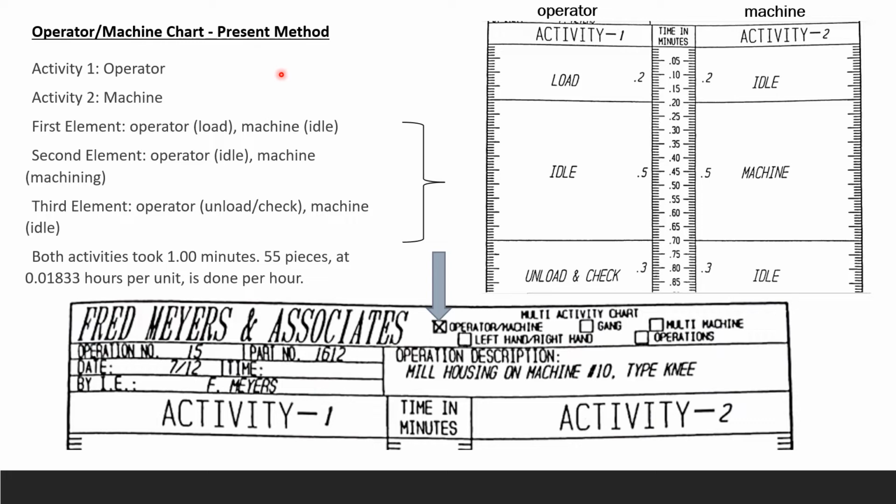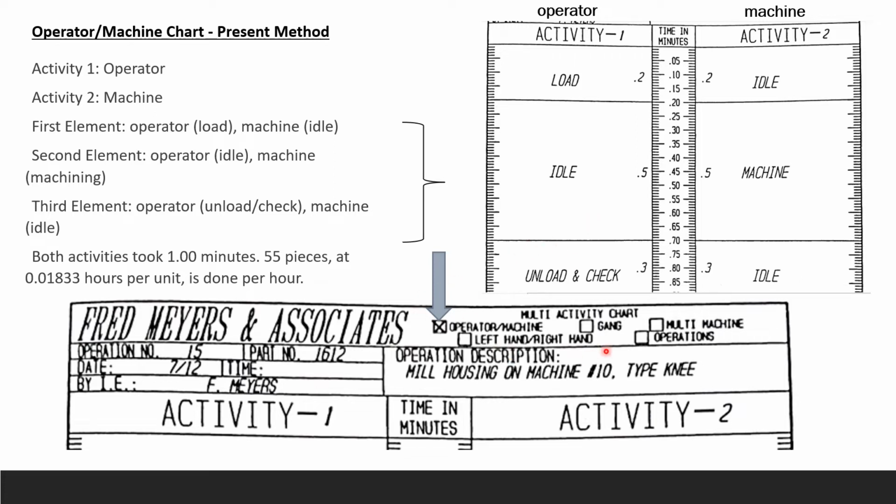So we're going to take a look at your present method. Like I said, activity 1 is for your operator, activity 2 is your machine. The first element, operator is loading, machine is idle. Second element, operator is idle, your machine is working. And third element, your operator is unloading and checking, your machine is idle. Okay, that's how we break down the operation into work elements. Both activities took 1 minute, okay? 55 pieces at 0.01833 hours per unit is done per hour.